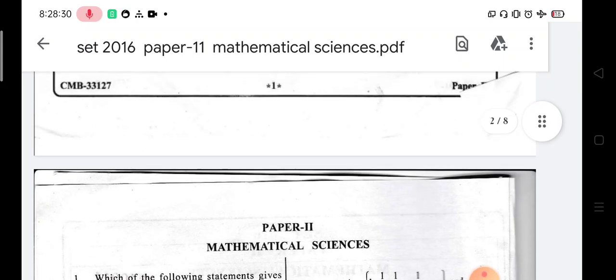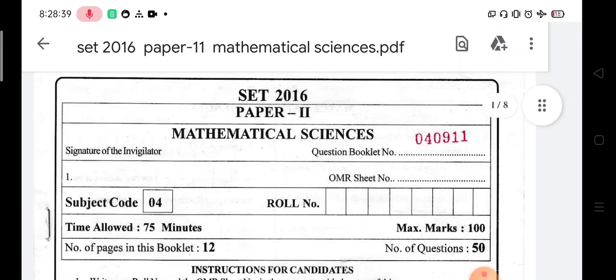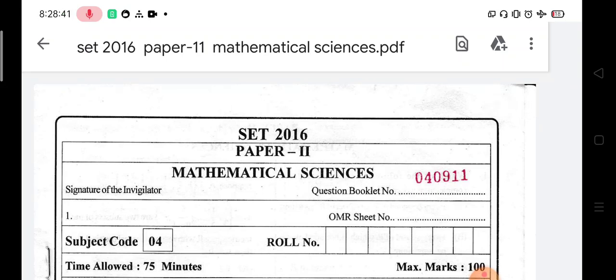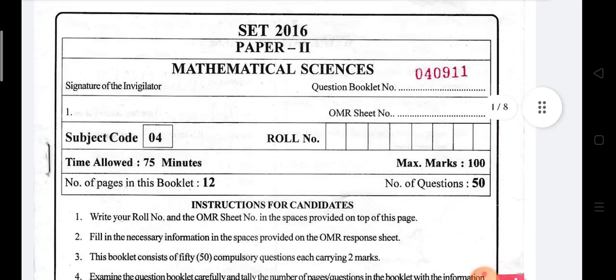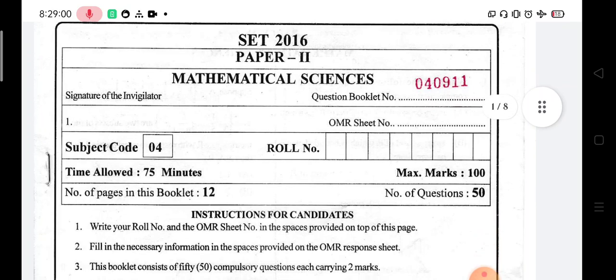As I promised you in the introductory video that I will be recording a video based on the previous year questions asked in JKSET, and today I have got a paper of 2016 in which I myself appeared and I qualified JKSET of 2016. This is the main paper of mathematical sciences that I am going to discuss with you guys.